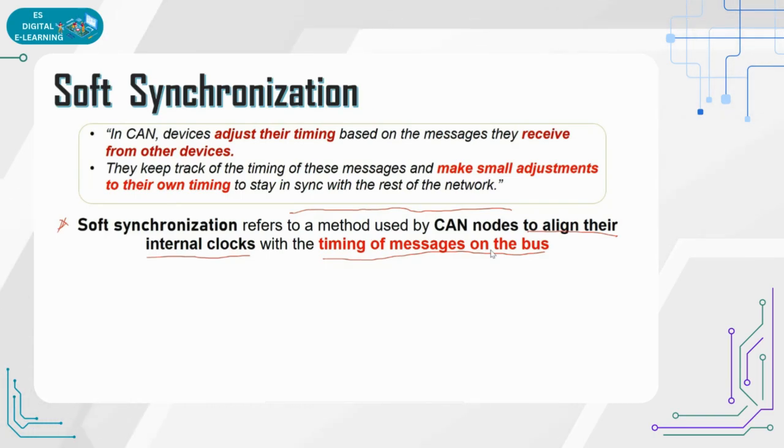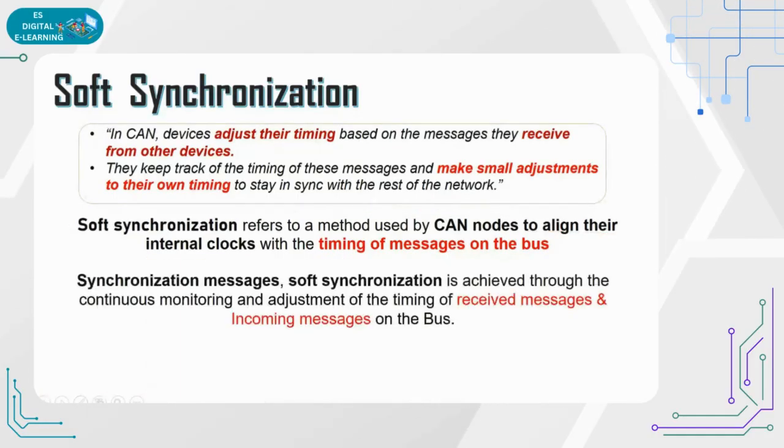Timing of the bus. Okay, so synchronization messages means the soft synchronization, right? That is for resynchronization, which means it happens again and again. It is a syncing of the messages, just an adjustment we need to do, right? With the soft synchronization, for whatever messages we are receiving or transmitting, it will keep on monitoring and adjusting the timings. That is all it does.